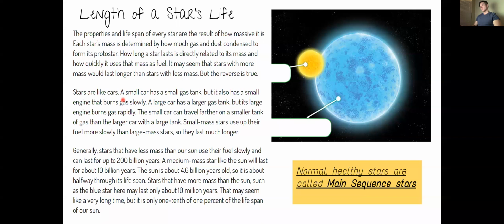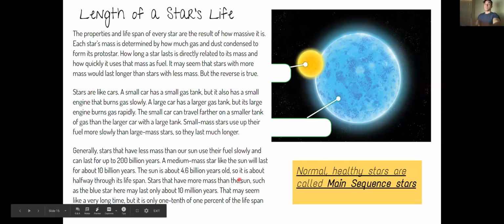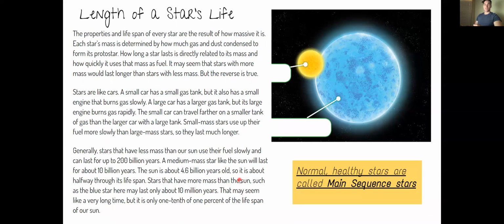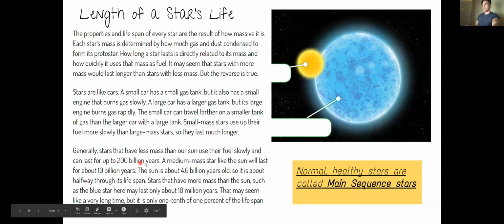Generally, our star is probably living for 10 billion years. A super giant, like a blue one that's super hot, might only last 10 million, which is like 1% of the lifetime of our star. So they're very short in comparison. This says a small one can last up to 200 billion years, which is pretty crazy.